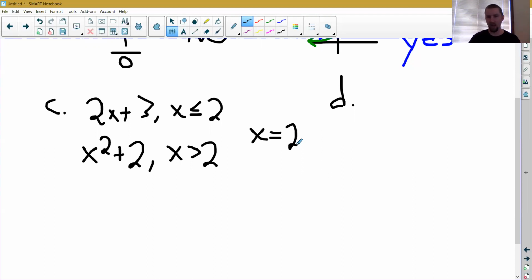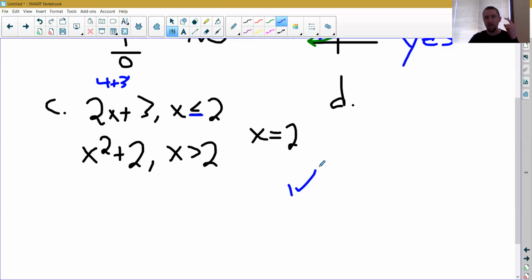Well, the first thing to check is, do I have a value at that point? And because of this equal to piece, I should have a point if I can plug x equals 2 into this top part. Can you plug x equals 2 into this top function? Yes, you can. 2 times 2 is 4 plus 3 makes 7. So I certainly do have a function value. So condition 1 is good.